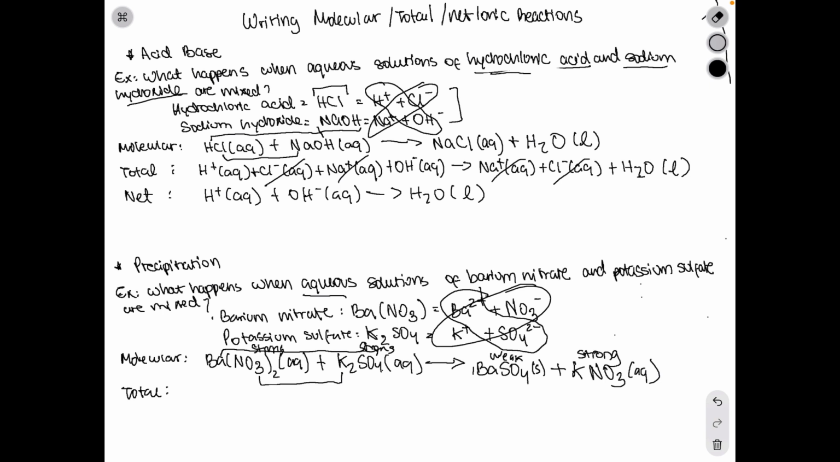So we have our molecular equation, but we also have to make sure it's balanced. So Ba(NO3)2, wait, it's not balanced. 2 out of 2. Oh, what did I do? So we need to add a 2 here. 2K. Okay.